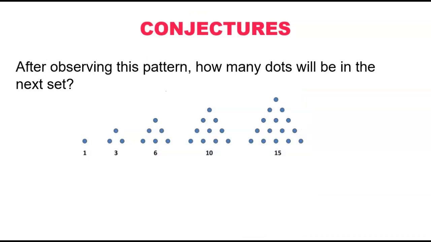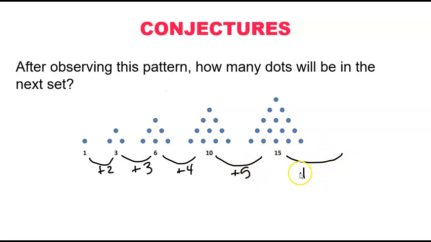After observing this pattern, how many dots will be in the next set? Okay, let's look at what they're increasing by. This went up by 2. This group went up by 3. This group went up by 4. This group went up by 5. So I'm thinking that this next group is going to go up by 6. So 15 plus 6 gets me 21.